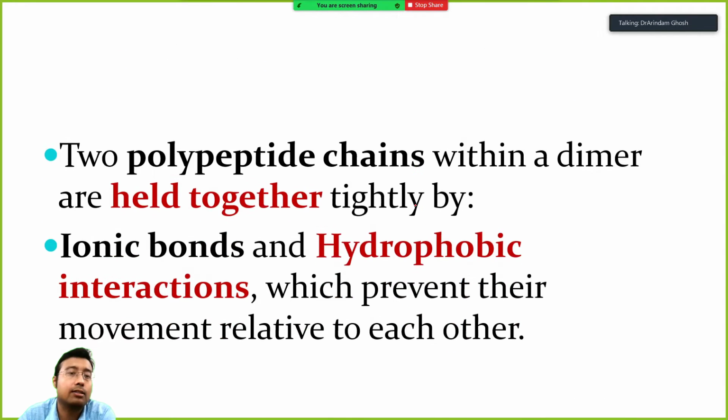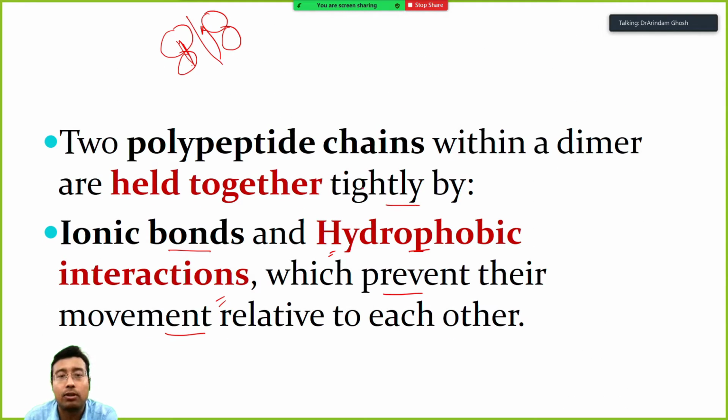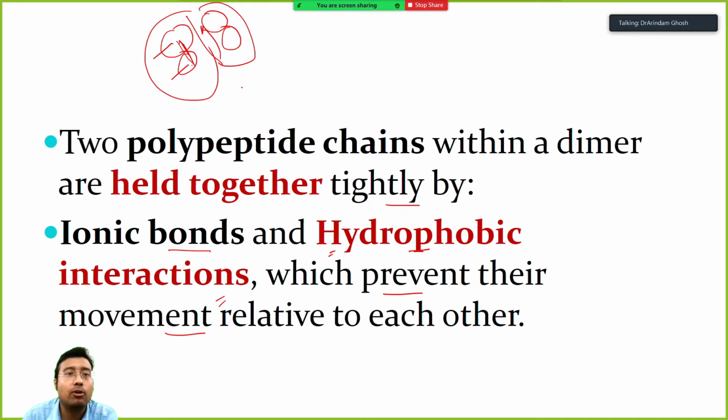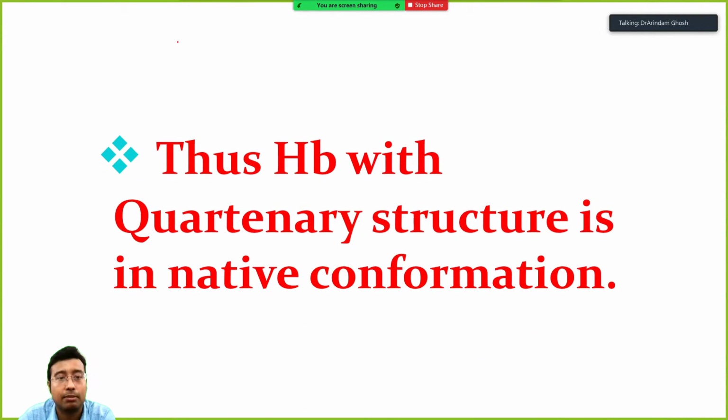Of course, you may say, sir, these are also weak bonds, right? Yes, we are not considering covalent bonds over here, we are relatively considering the two bonds. Definitely covalent bond is the strongest, but there is no covalent bond. Ionic bond and hydrophobic interaction exist between alpha and beta, and between one alpha beta and two alpha beta there are weak polar bonds. So when weak polar bonds are there, this can move very freely, but this cannot move. This is the basic information that you need to understand, this very concept.